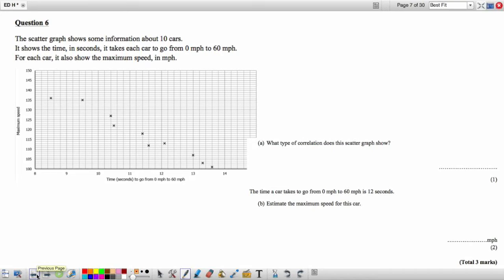Question 6. The scatter diagram shows some information about 10 cars. It shows the time in seconds for each car to go from 0 to 60 miles per hour. And for each car, it also shows the maximum speed in miles per hour. We're asked to write down the type of correlation. Here we have our points going down, so we have a negative correlation.